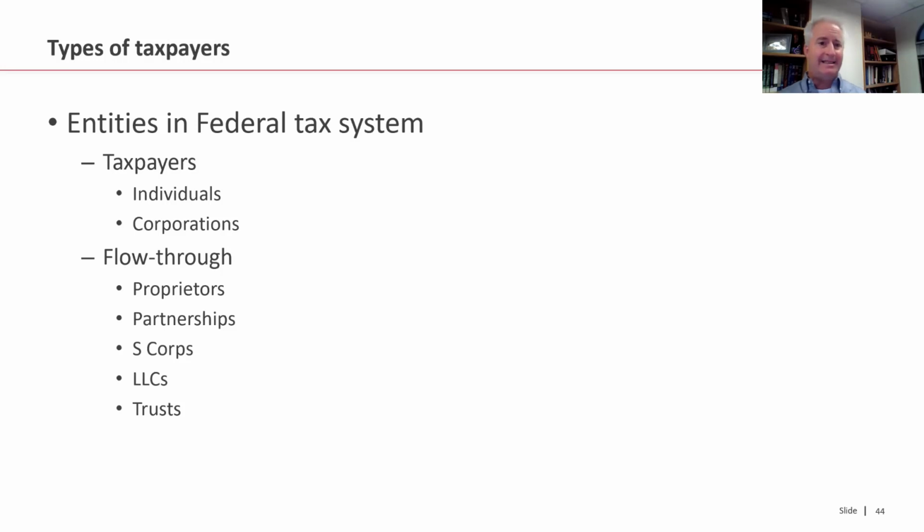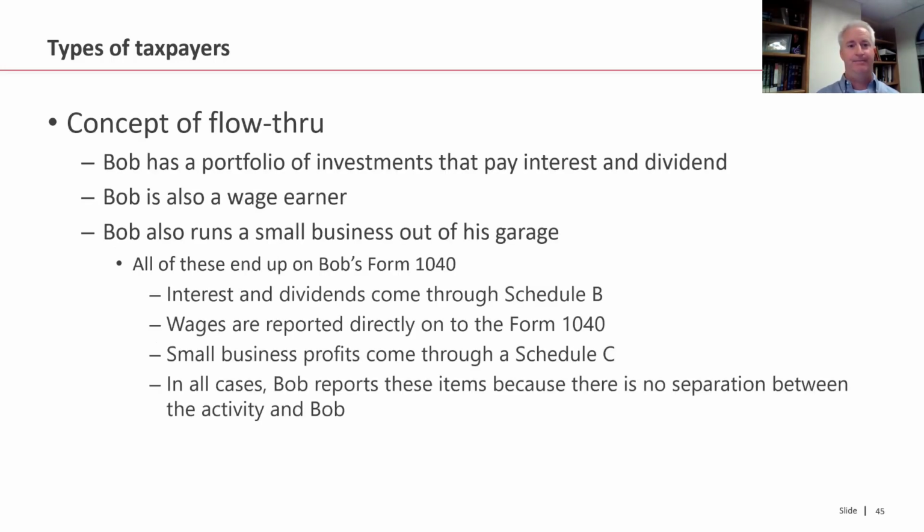So when we think about entities in the federal tax system, taxpayers are individuals and corporations. They both pay income taxes, whereas flow-through entities, sole proprietors, partnerships, S corps, LLCs, and trusts, although trusts can pay, depending on how the trust is organized, are flow-throughs. They technically don't pay, at least federal income taxes. All the income just flows through to either an individual or a corporation, where they pay tax on the income.